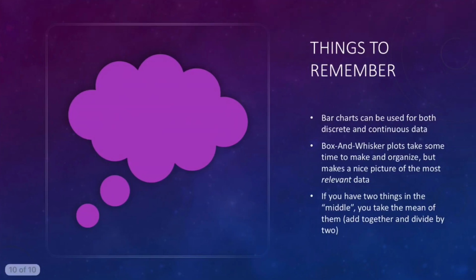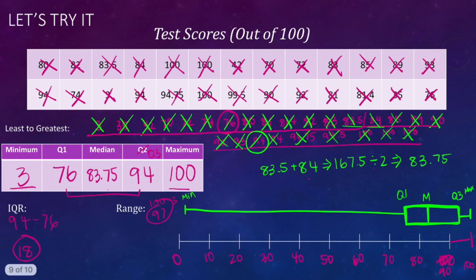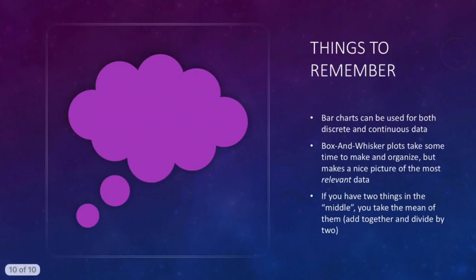So some things to remember: bar charts are really helpful for both discrete and continuous data. Box-and-Whisker plots take some time. As we saw, I had to make a whole other segment just to do this because doing it by hand is incredibly annoying. But it makes a super nice picture, and you get to see what's the relevant data there.